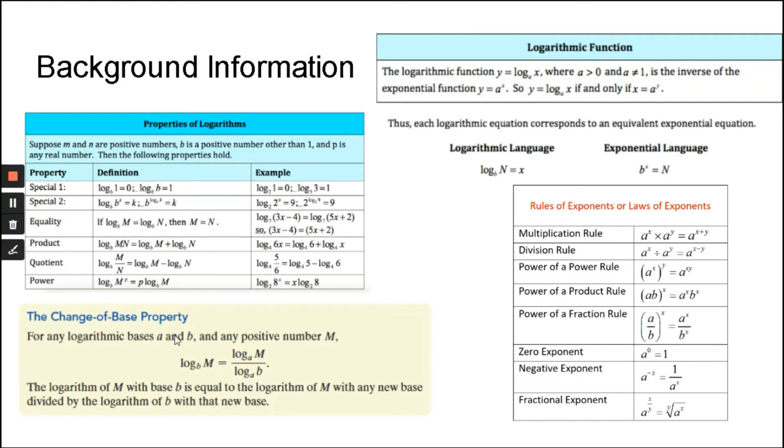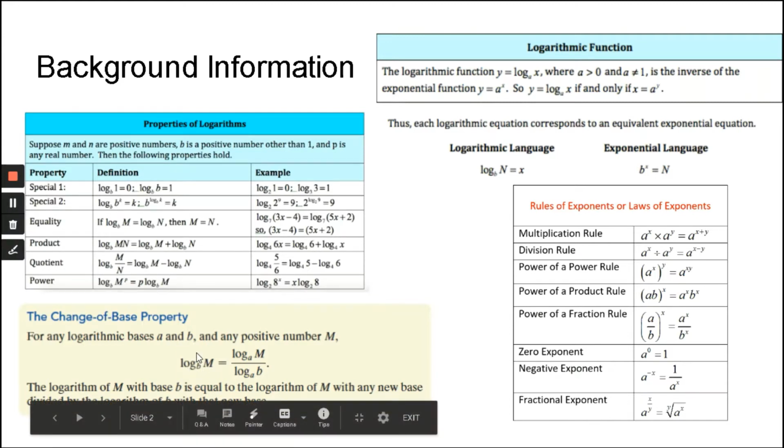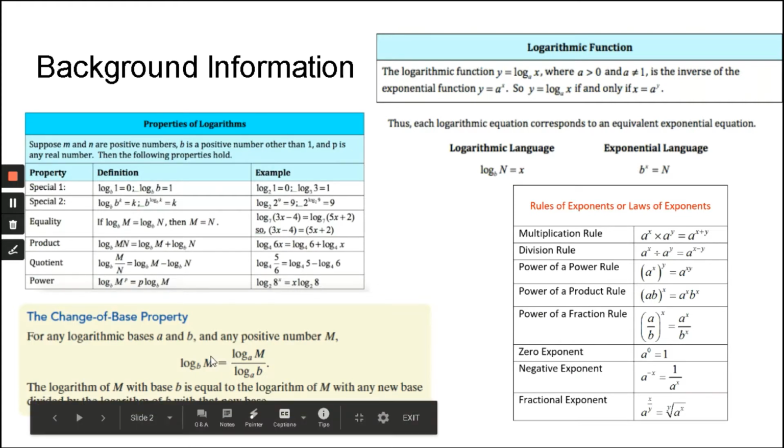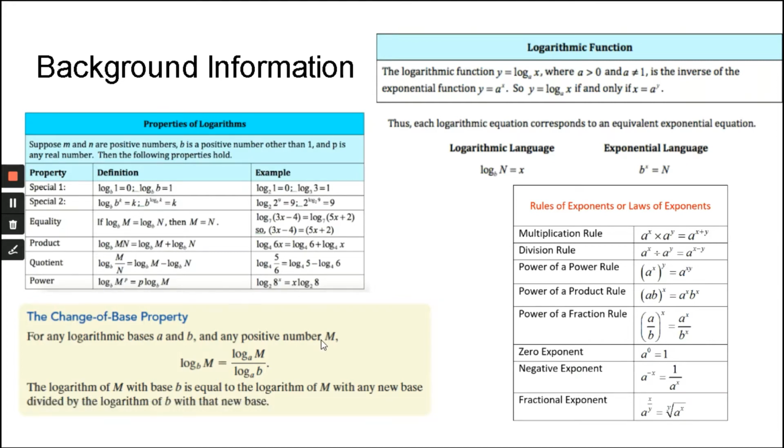So let's say you have log base b of n equals log base a of n divided by log base a of b. Let's say we have log base 3 of 4, and we want the new base to be base 10. So we do log 4 divided by log 3, because log base 10 can be written as just log, without the 10 at the bottom.